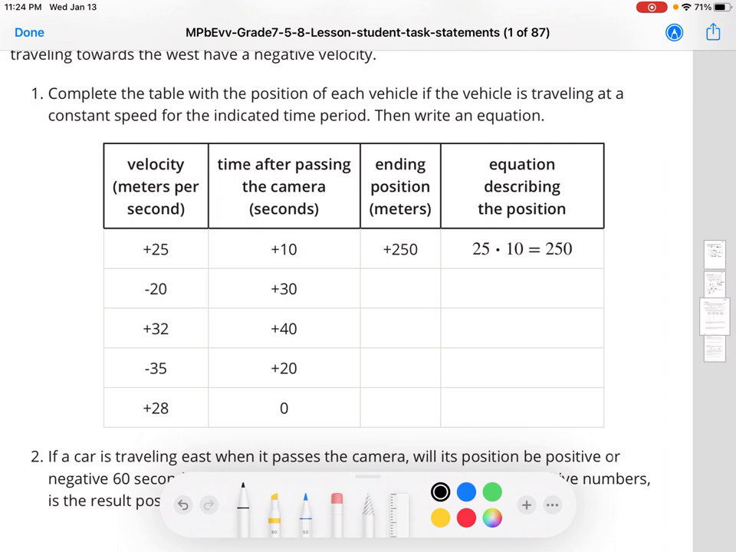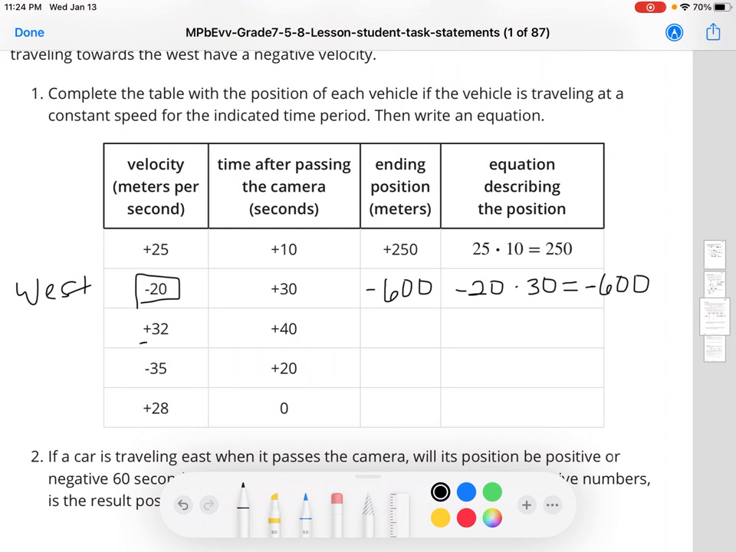So on the next one, negative 20 meters per second. So that tells me I'm traveling to the west at 20 meters per second. And I travel that direction for 30 seconds. So if I'm traveling 20 meters west each second for 30 seconds, then my ending position would be negative 600 meters. So that would give me negative 20 times 30 equals negative 600.